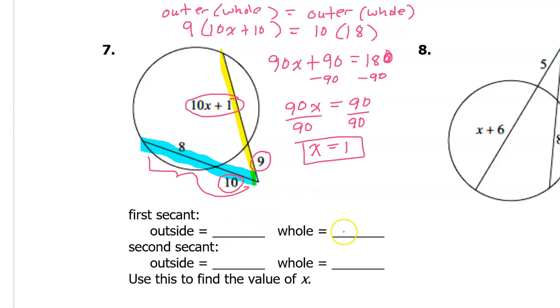I'm just remembering that I was supposed to be filling in these blanks. So for the yellow secant, the outside number was 9, and the whole thing was 10x plus 10. For the blue secant, the outside part was 10, and the whole was 18.